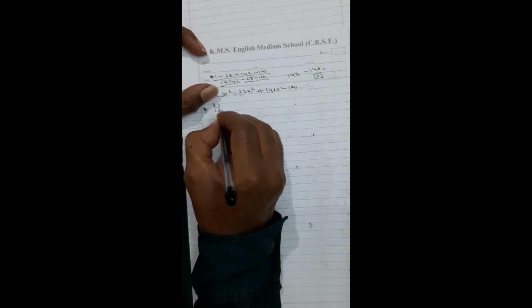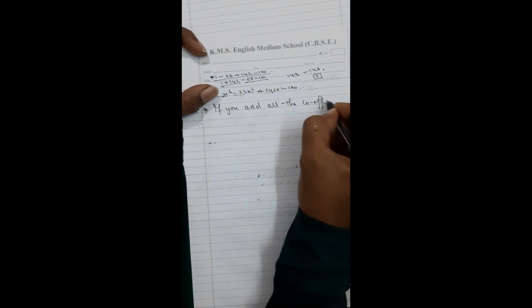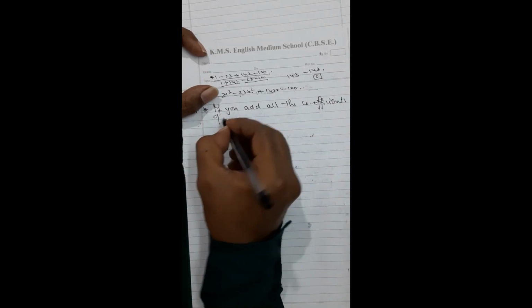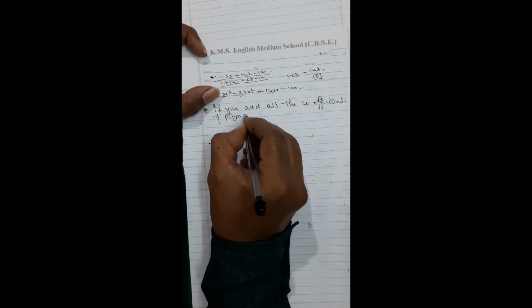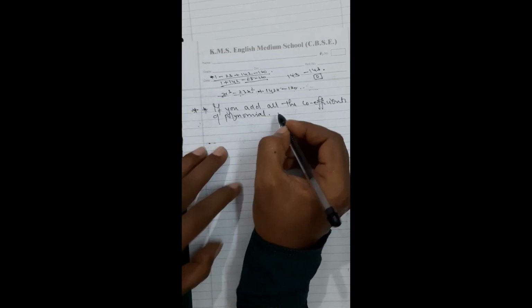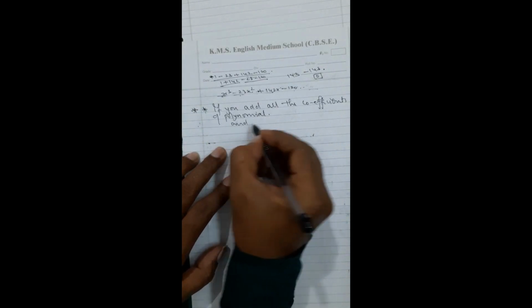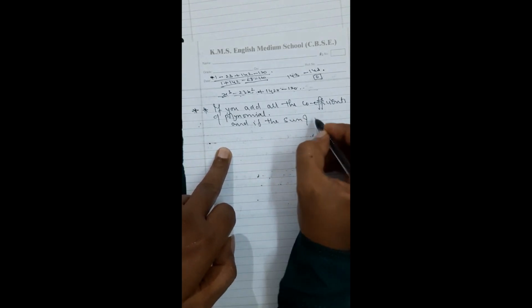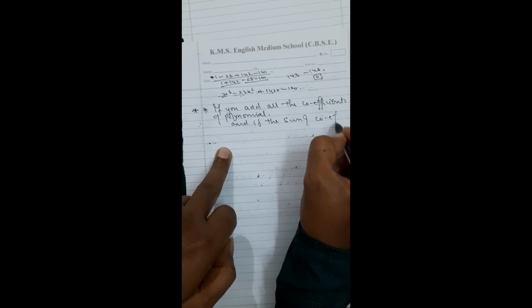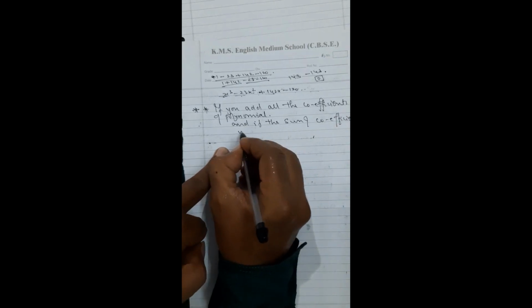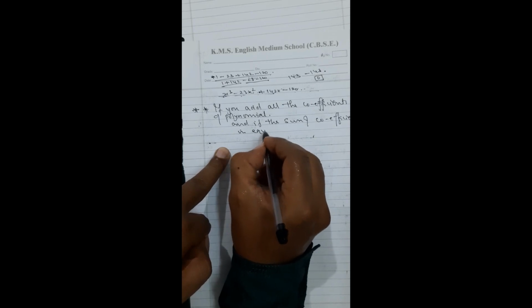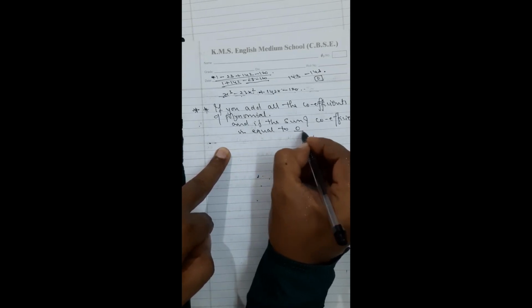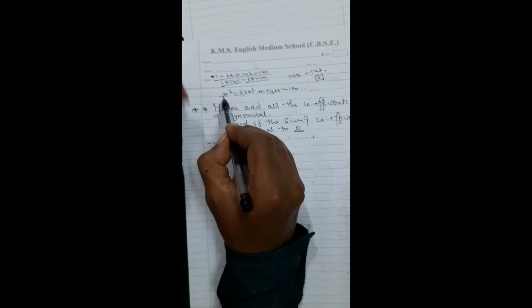Remember, if you add all the coefficients of a polynomial and if the sum of the coefficients is equal to 0. Remember, if you add all these coefficients, can you get what I'm doing?